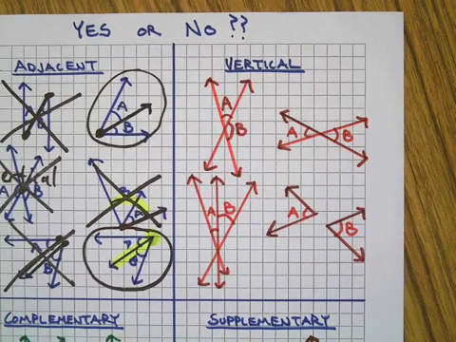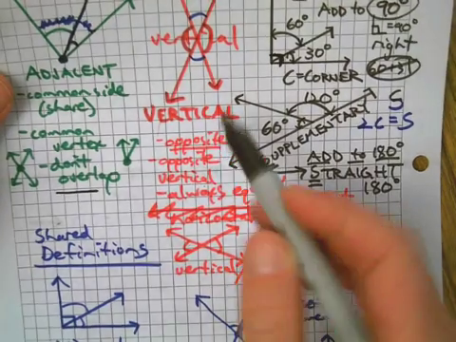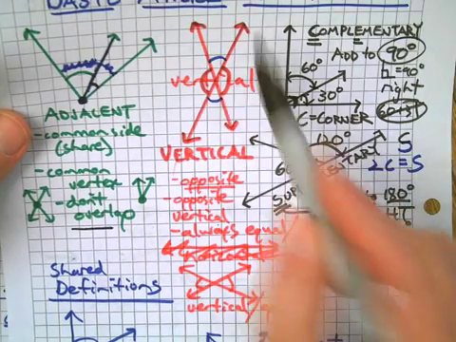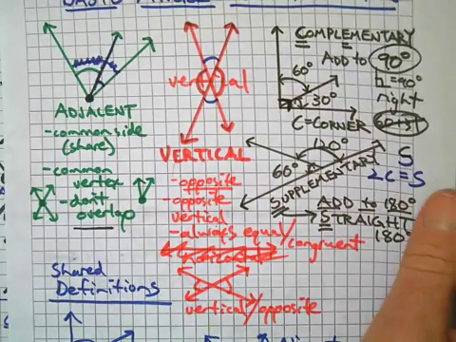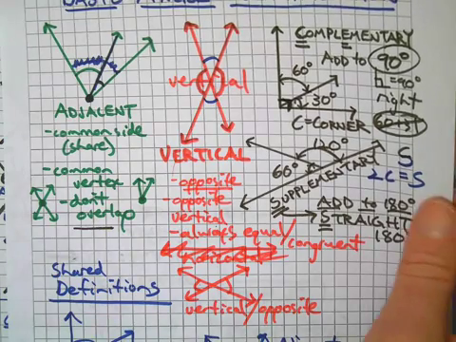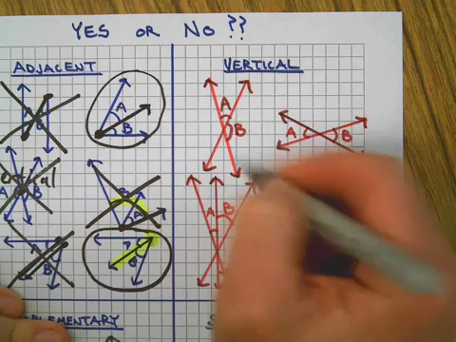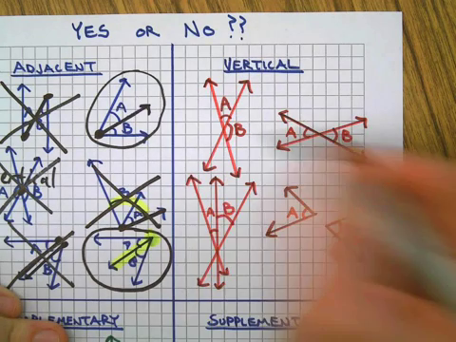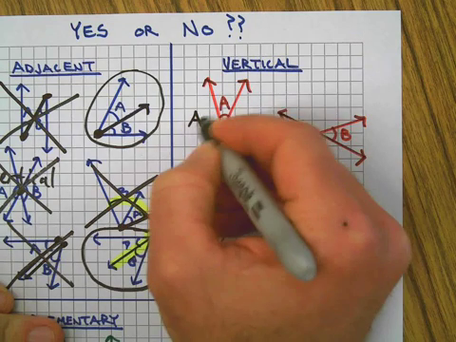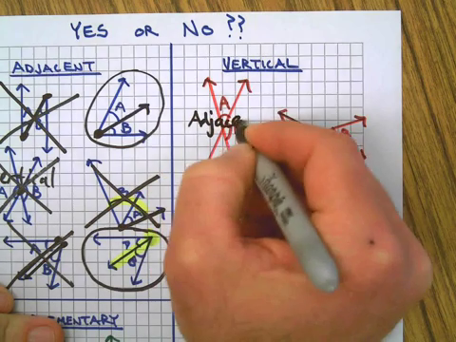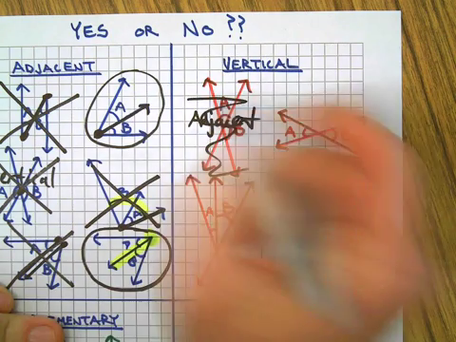Okay. Vertical. Remember, vertical angles are opposite of each other. The most common occurrence is when they occur from intersecting two lines. Okay, let's check out our examples here. Here's two intersecting lines, right? Angle A and angle B are not vertical. They are adjacent, but they are not vertical.